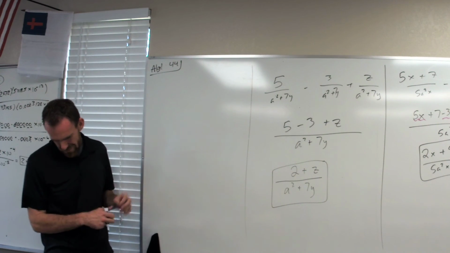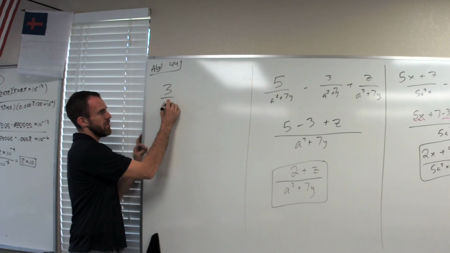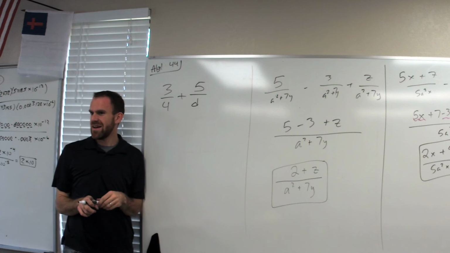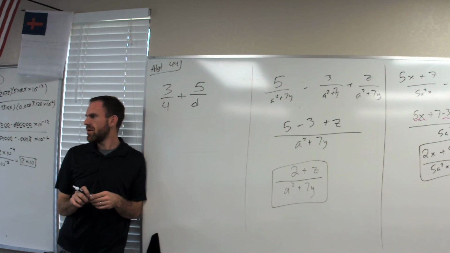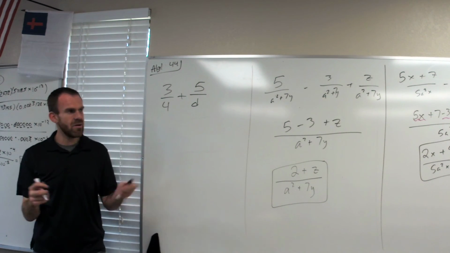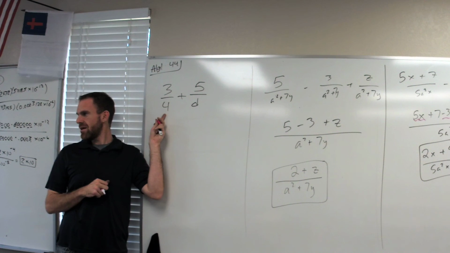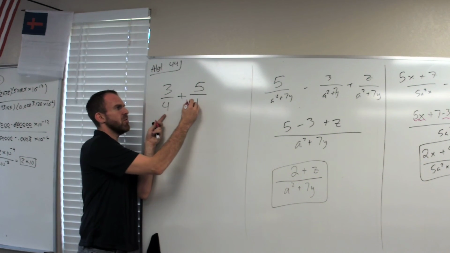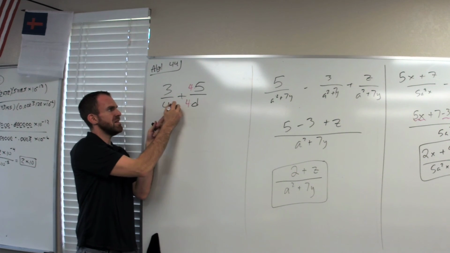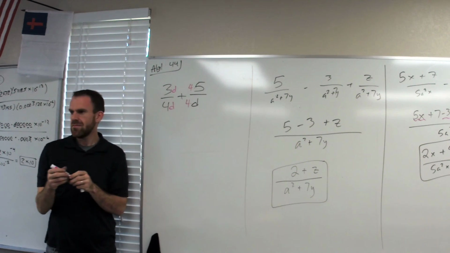All right, moving on. How do I add this? That is a D, as in dog. How do I add them? Well, they need a common denominator. What's the common denominator? Well, it has to have 4 in it. 4D. So I'll multiply this by 4. And it has to have D in it. So I'll multiply this by D. That's fine.